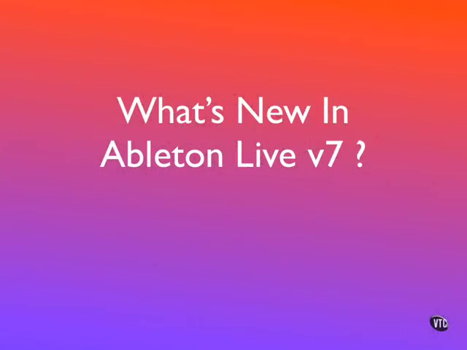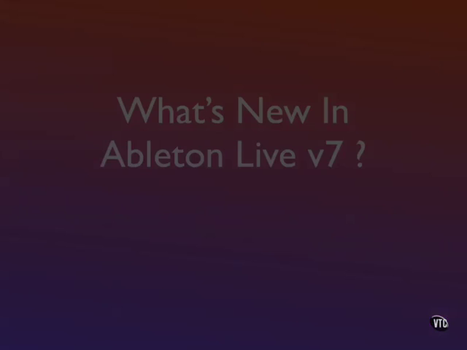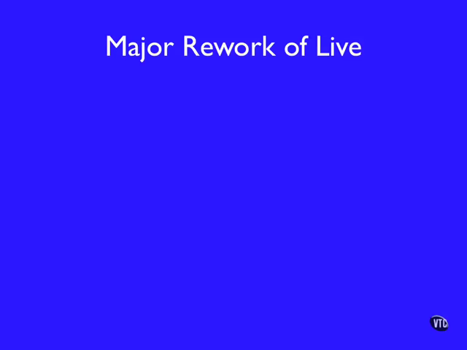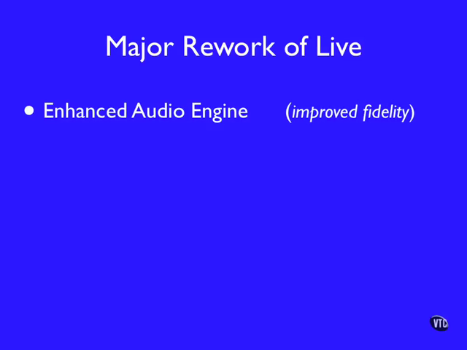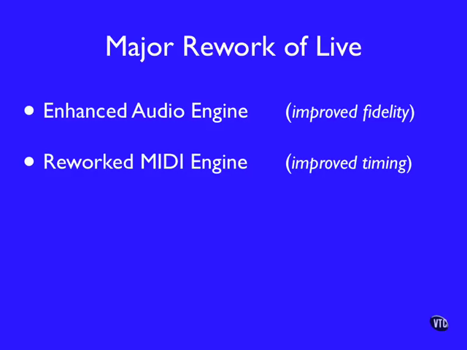One of the first things people want to know whenever there's a new version of a software they use is what's new. So let's take a look now at what's new in Ableton Live version 7. And to start with, they've had a major rework of their audio engine from the ground up to try and improve the sound fidelity. They've done a similar thing when they looked at their MIDI code and tried to rework their MIDI engine and have improved the timing of their MIDI response.